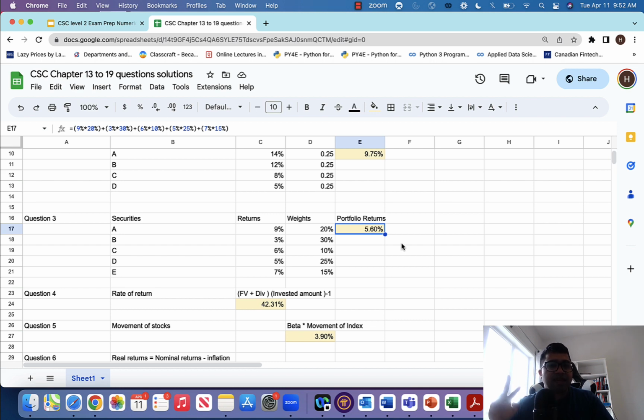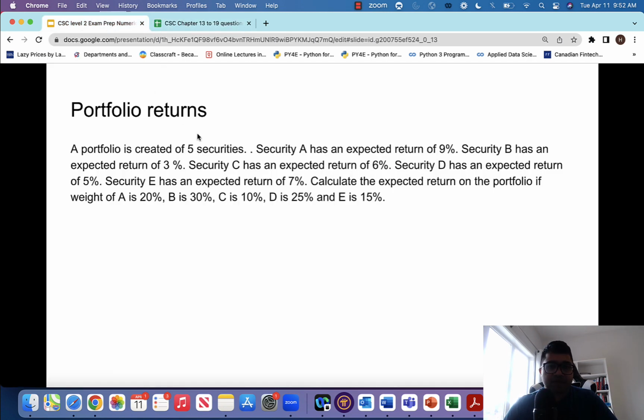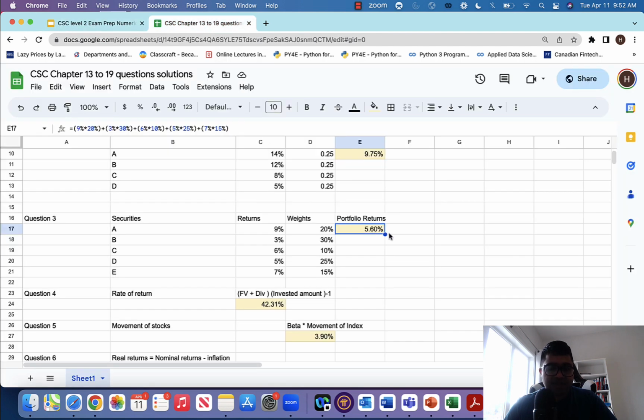So this is the second variation of question on portfolio returns that you can get. So weights are given separately. That is question number 3. Answer is 5.6%.